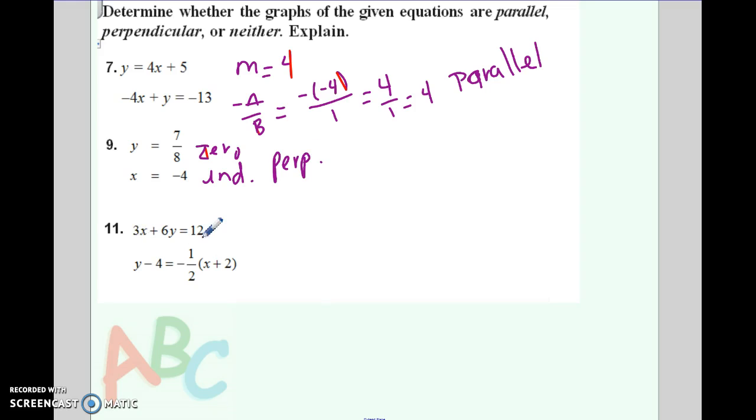Now here we have one in standard form, so negative a over b, negative 3 over 6, which reduces to negative 1/2. This one is in point slope form. I'm not sure if I said that incorrectly. This one is in point slope form, so here's my slope, negative 1/2. Since they are exactly the same, these two are parallel.